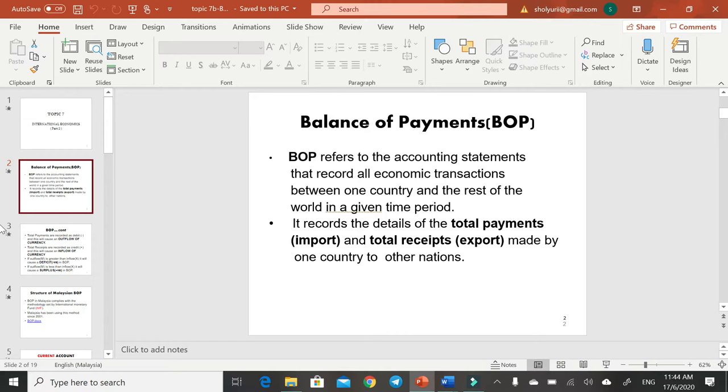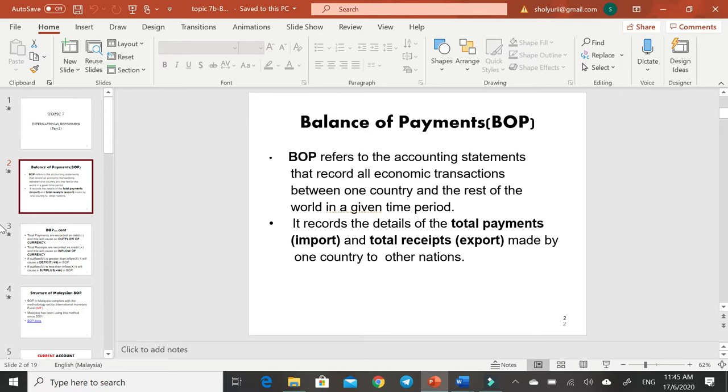So this is a place where you record everything about the export and import of a country. So it records the details of total payment. Payment ni bayaran. Okay, masa bila you need to pay for something when you do import. So when you import goods from outside of the country, you need to pay. So total payments means import.